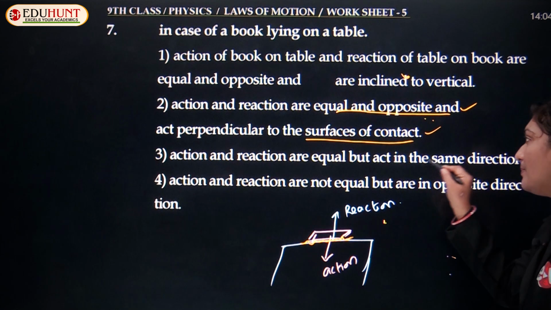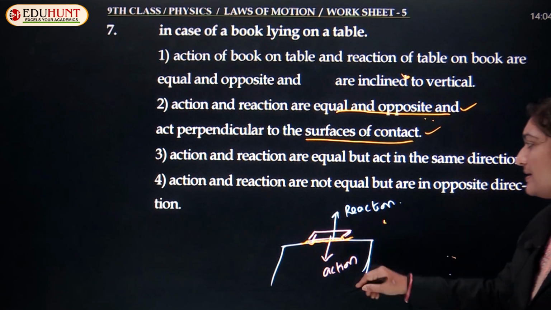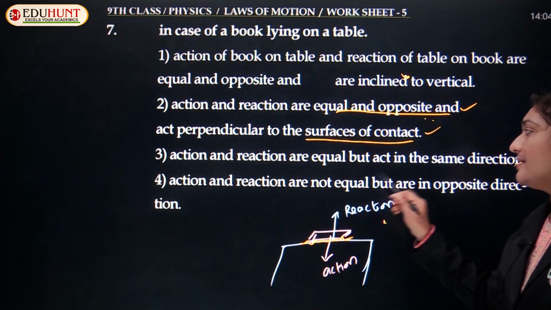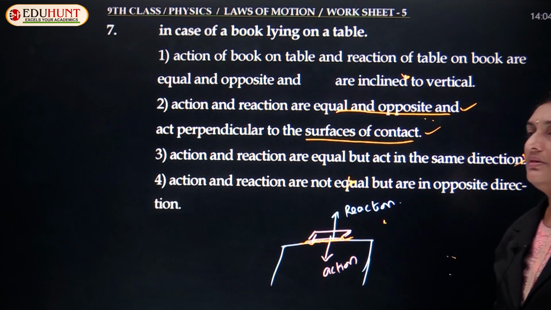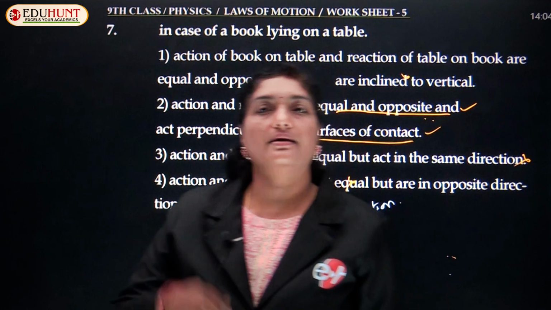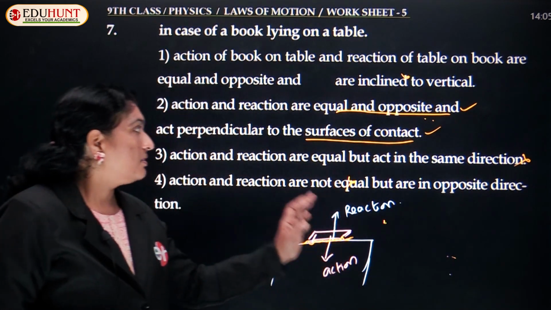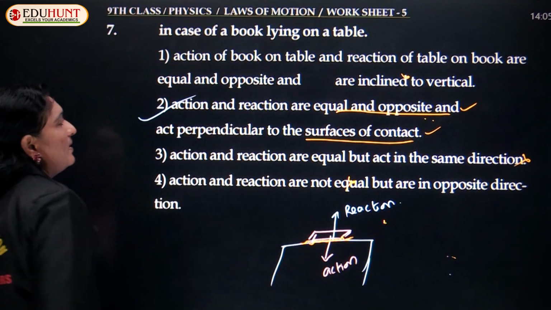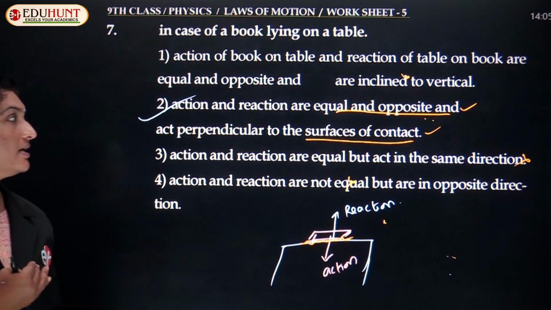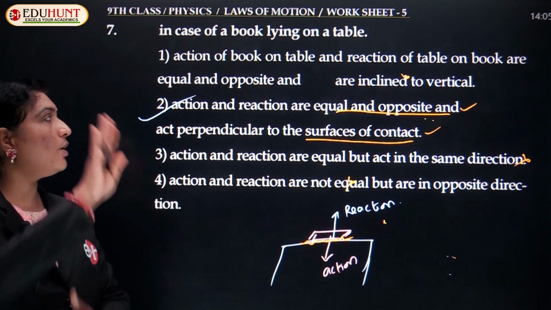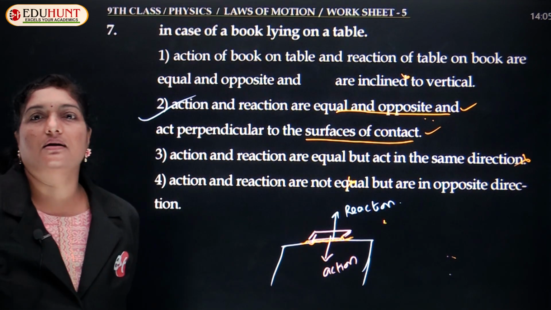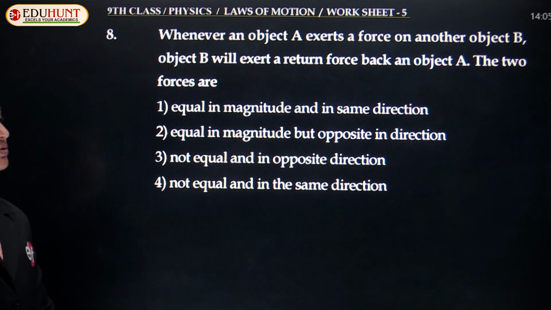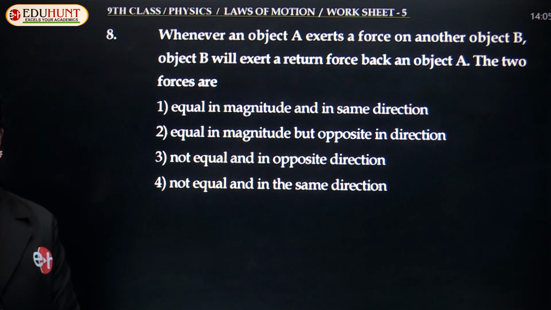Action and reaction are equal but act in the same direction. No, they must be acting in the opposite direction. This is also a wrong statement. Action and reaction are not equal. No, they must be equal. Action and reaction both must be equal. So the only correct option among the statements is the second one, that is, action and reaction are equal and opposite and are perpendicular to the surfaces of contact. The second option is true. So let us move to question number 8.